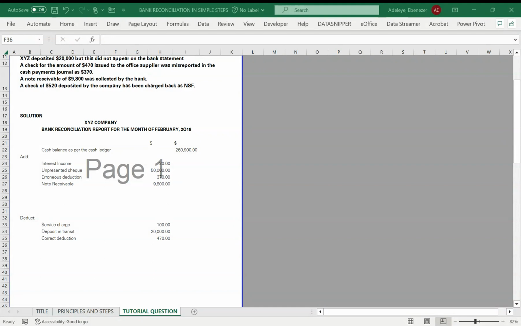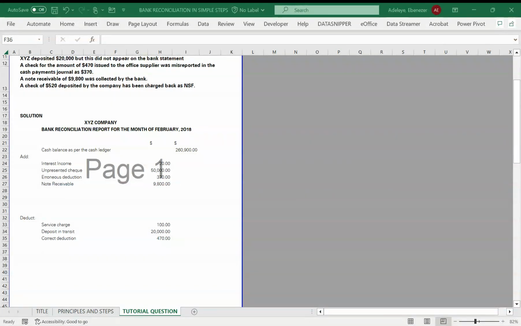So, for instance, when a customer issues a particular check, but there is no sufficient amount in the customer's account to clear that particular check, there is a way the bank charges it to NSF, which is non sufficient fund, pending when the customer will have sufficient amount in the account. So in this particular case, what has happened? The bank has deducted 520, but the company hasn't, right?